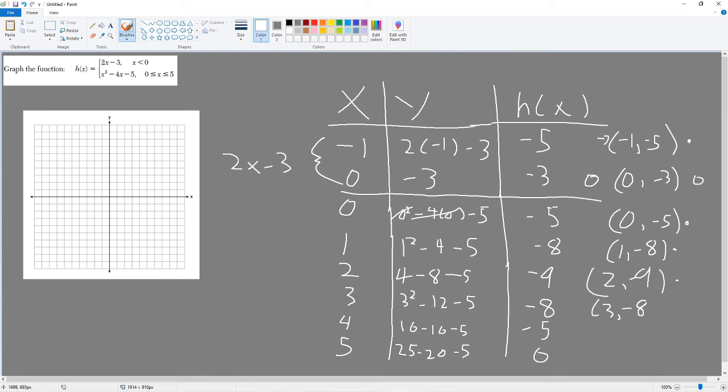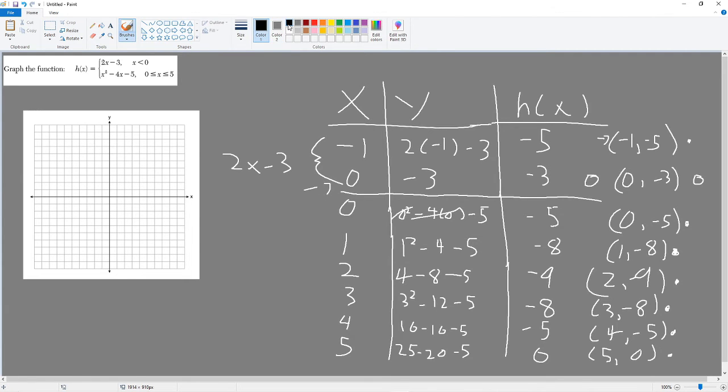3, -8. 4, -5. And the last one is 5, 0. All right, so all these represent closed circles. The only open circle is this one, right? So let's graph this.